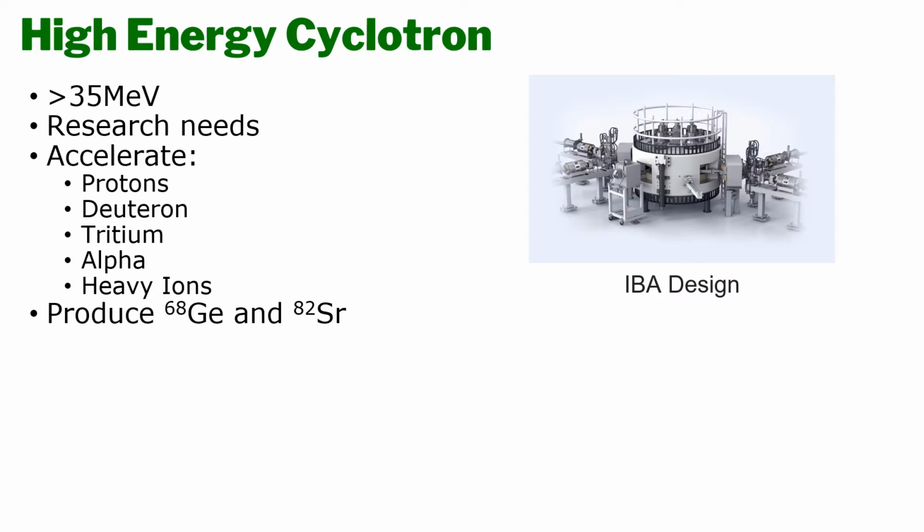Lastly, we have high energy cyclotrons. They operate at a greater than 35 megaelectron volt range and are primarily dedicated to research needs and other uses, as they are not considered economic for the cost of production of isotopes. They can accelerate and produce beams of protons, deuterons, tritium, alpha, and other heavy ions. This allows for high-energy cyclotrons to produce 68 germanium and 82 strontium.